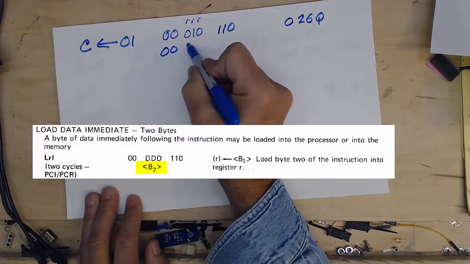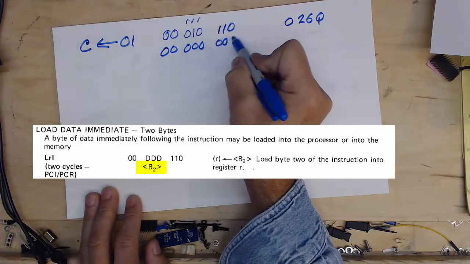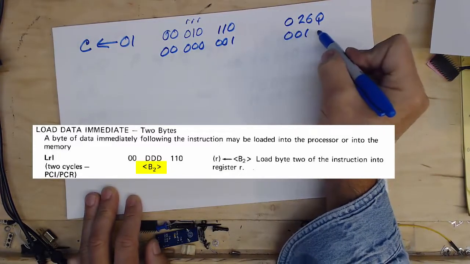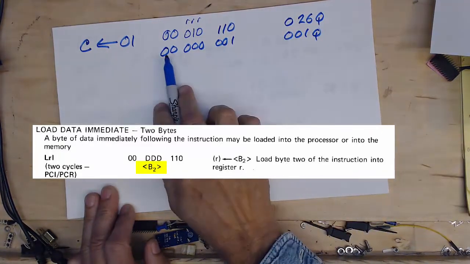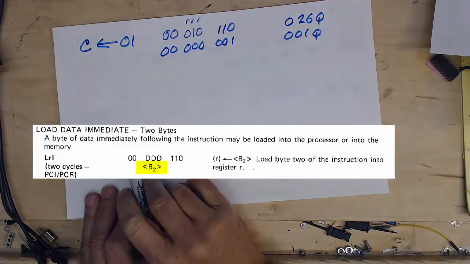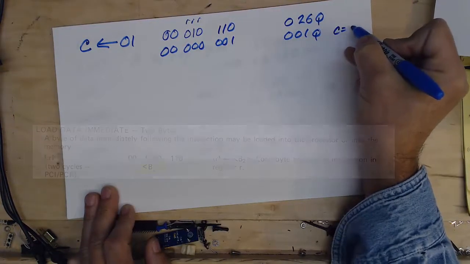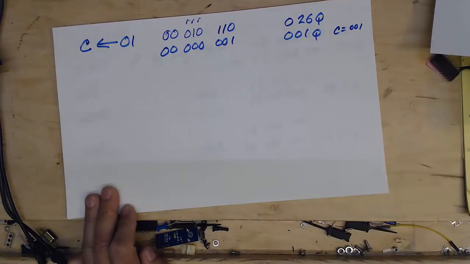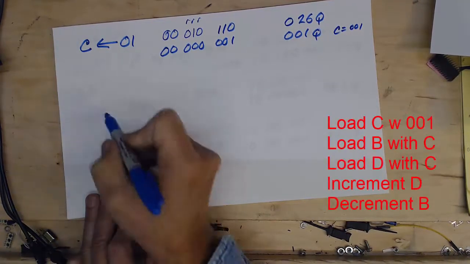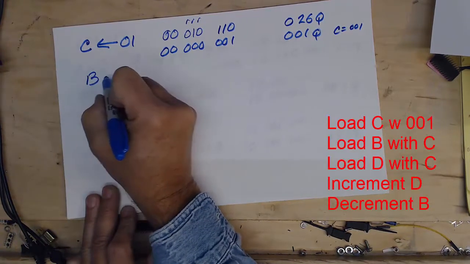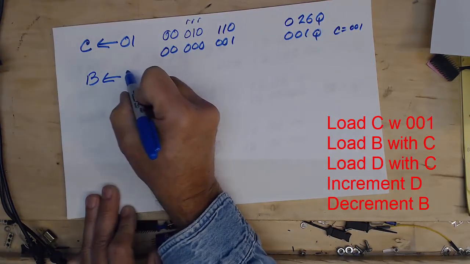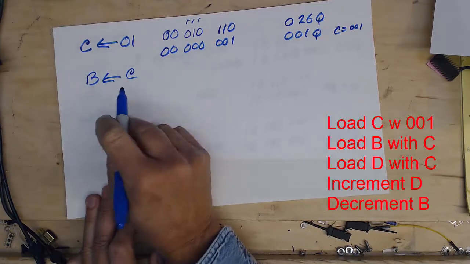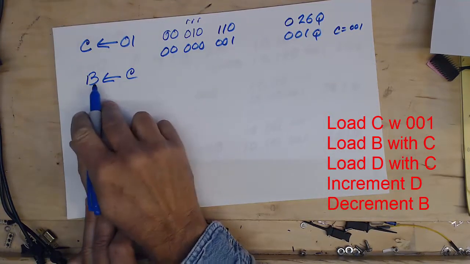So 0, 0, 1. That's a 0, 0, 1 in hex. So it's going to see this byte and put that into register C. So now C equals 0, 0, 1. Okay, so that's the first thing that we wanted to do. Now we want to put that value into register B, so we're just going to copy it from register C into register B.